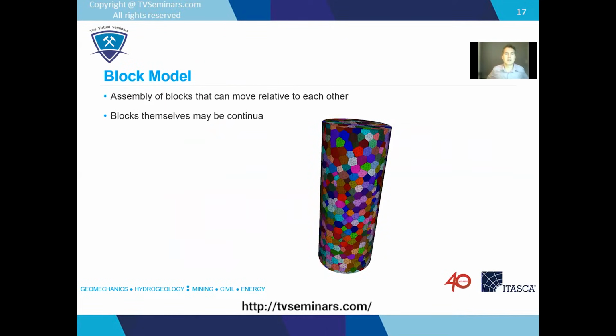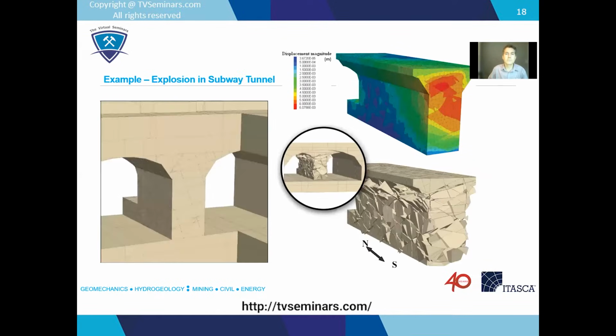So you might have a model that looks something like this. You've got a bunch of blocks that are stuck together. In this case, they're Voronoi. But if you look closely, you can see the blocks themselves are still divided up into little elements here, and the blocks themselves can deform. Here's an example of that.